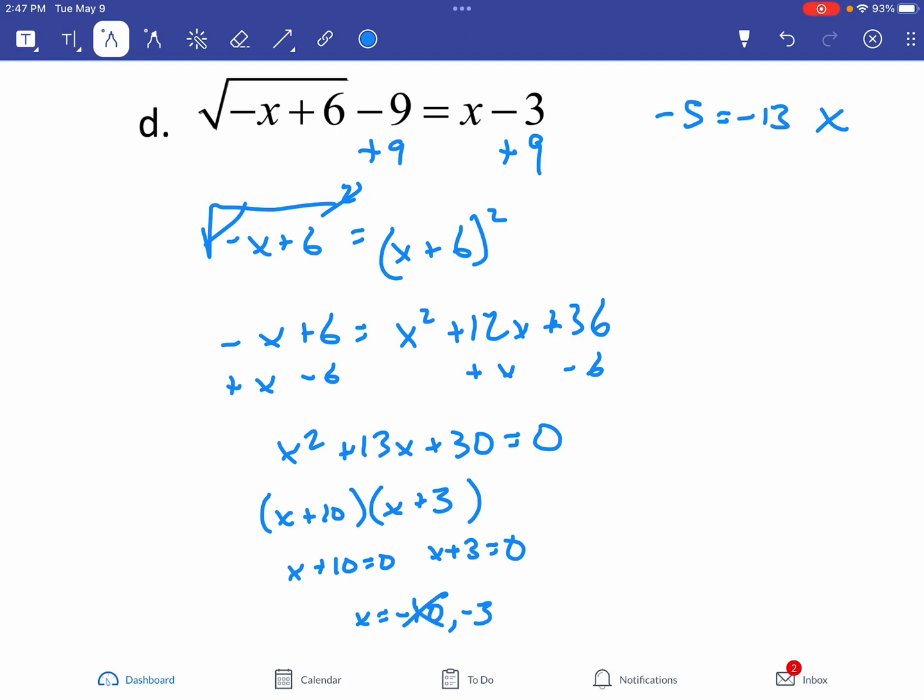Let's just check the negative 3 to make sure that works. If you put negative 3 in for the x, negative times a negative is a positive, so we have positive 3 plus 6 is 9. The square root of 9 is 3, and 3 minus 9 is going to be negative 6. Now if I put negative 3 on the other side, negative 3 minus 3 is also negative 6, and that checks out. So negative 3 is my only true answer.